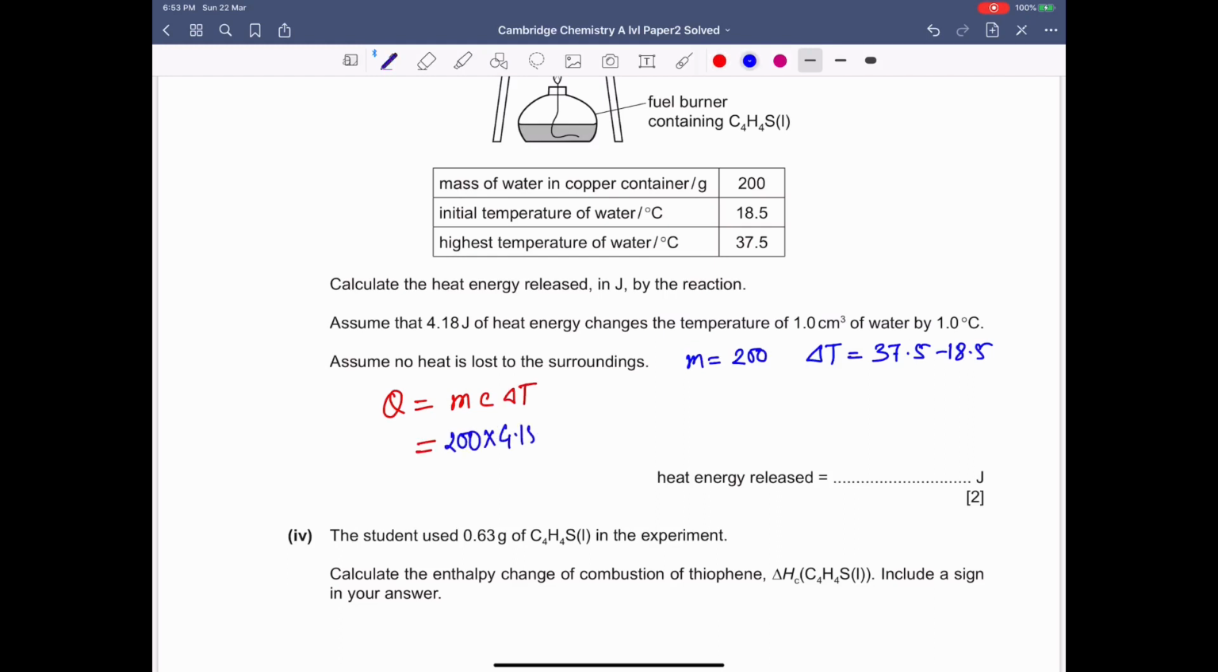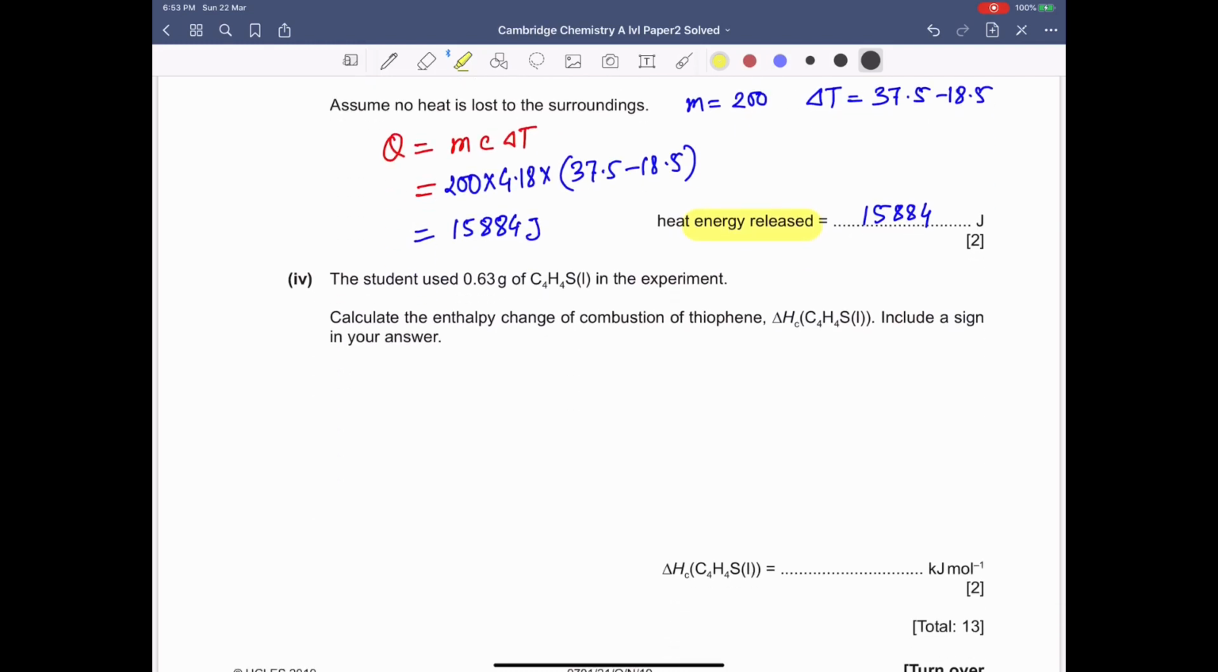200 multiplied by 4.18 multiplied by 37.5 minus 18.5 equals 15884 joules. So the energy that will be released will be 15884 joules. If you notice, I haven't used negative here because they have already mentioned the energy is released, so I do not need to mention the negative.